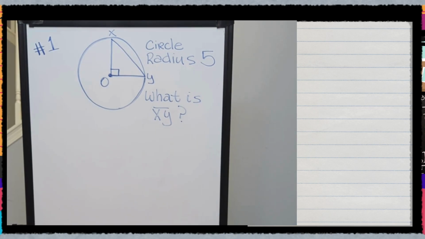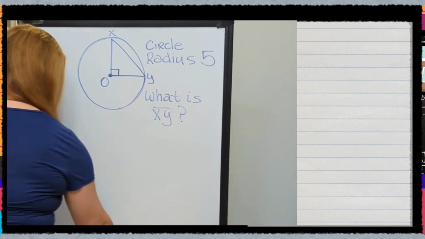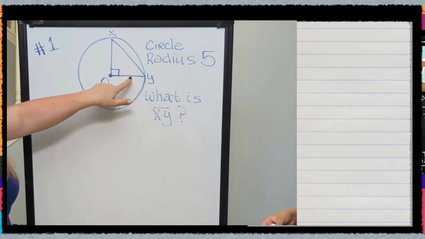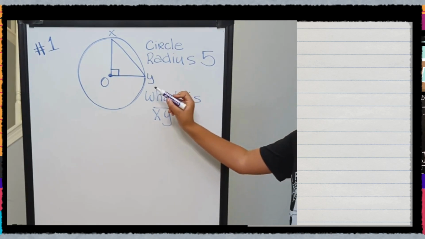Number 1, point O is the center of the circle above, and the radius of the circle is 5. What is the length of XY? If we know the circle has a radius of 5, what does that tell us about a couple lengths of this triangle? Halfway across the circle. So what lines go halfway across the circle? Correct. So you can write a 5 and a 5 because we know that.